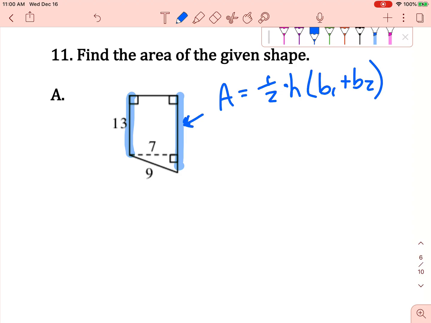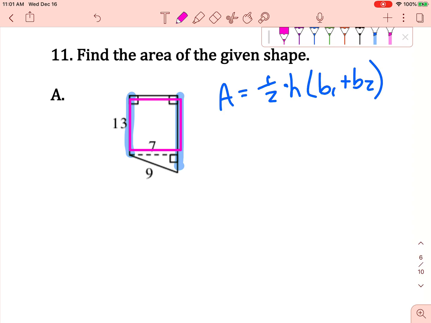The problem is we don't have both bases. So we're going to have to use some things that we know to figure out how big this base is. So I see I have another shape inside here. I see that I have a rectangle kind of attached to a triangle. I'm also trying to make this nice. It's not moving up for me. Okay, there we go. That's good enough.